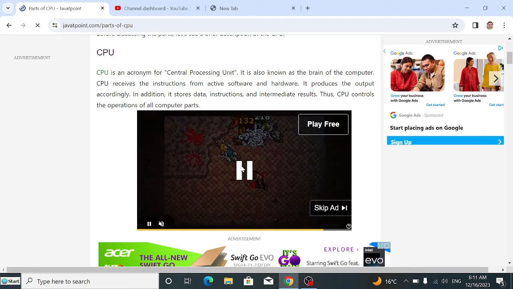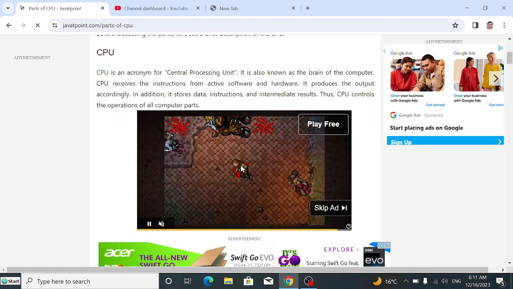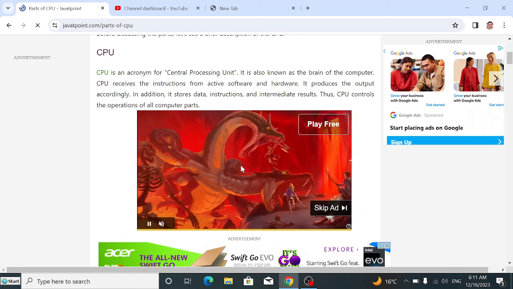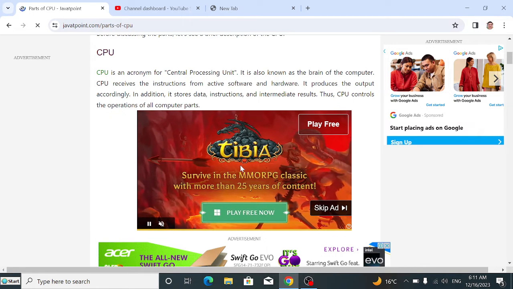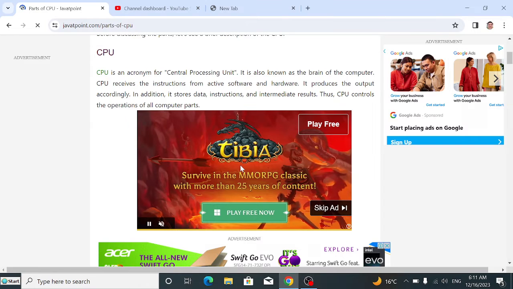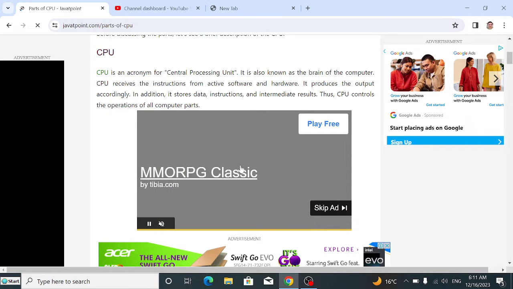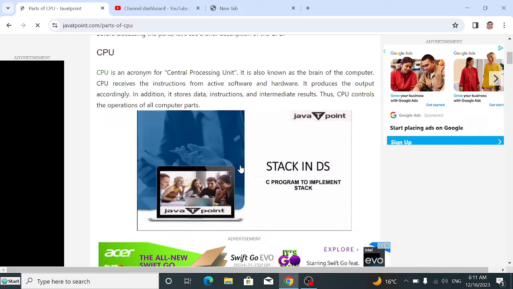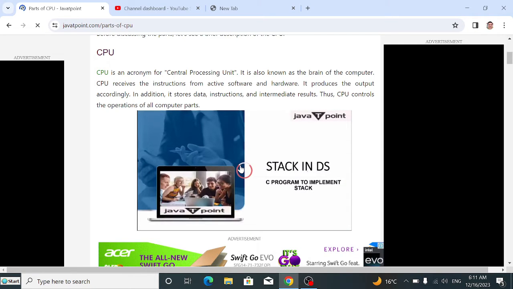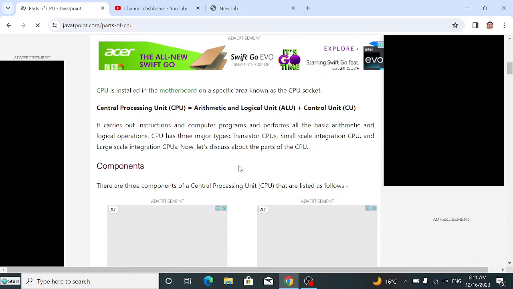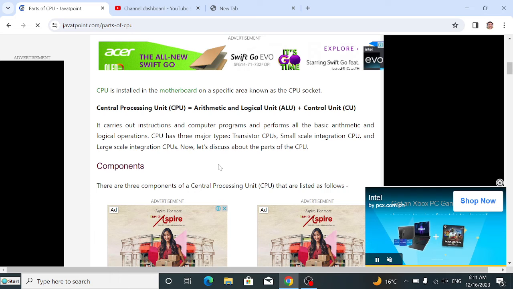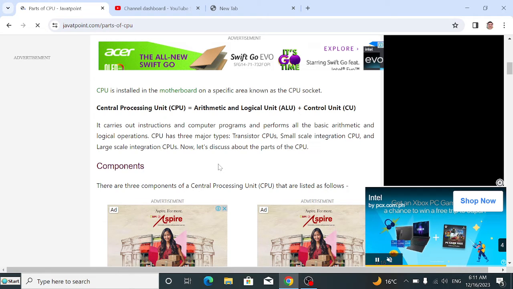CPU is an acronym for Central Processing Unit. It is also known as the brain of the computer. CPU receives the instructions from active software and hardware. It produces the output accordingly. In addition, it stores data, instructions, and immediate results. The CPU controls the operation of all computer parts. CPU is installed in the motherboard on a specific area known as the CPU socket.